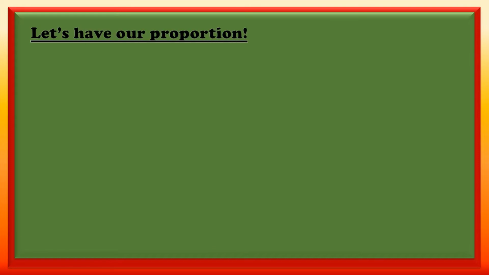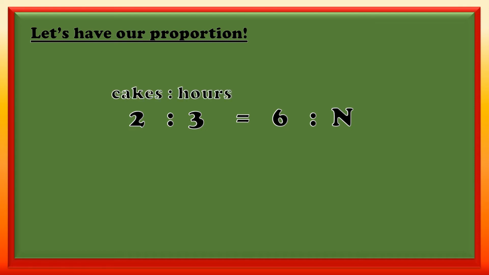Let's have our proportion from the given problem. Our proportion will be 2:3 is equal to 6:n. Now let's look at our first ratio. Our first ratio is cakes to hours ratio. So if our first ratio is cakes to hours, then our second ratio must also be cakes to hours ratio. Did you get that?